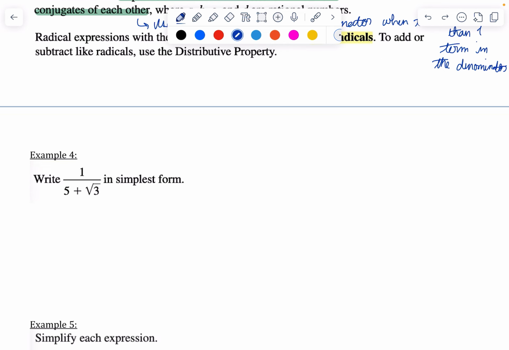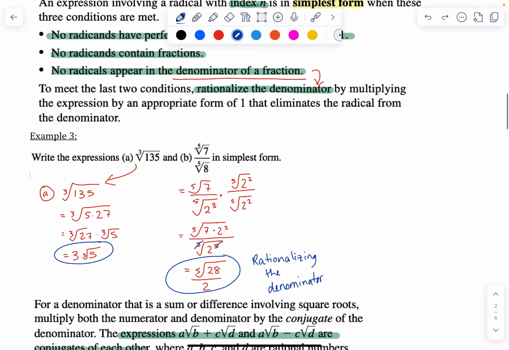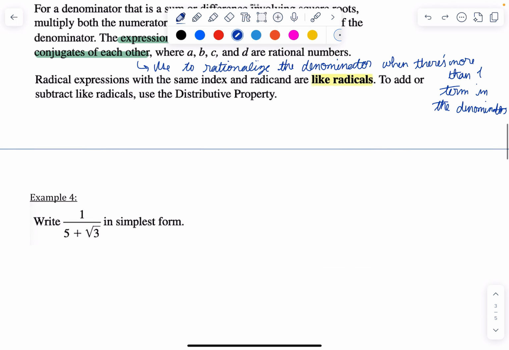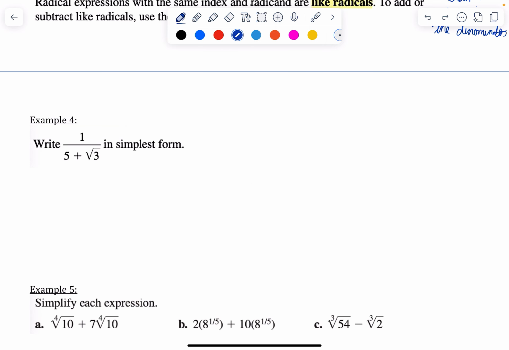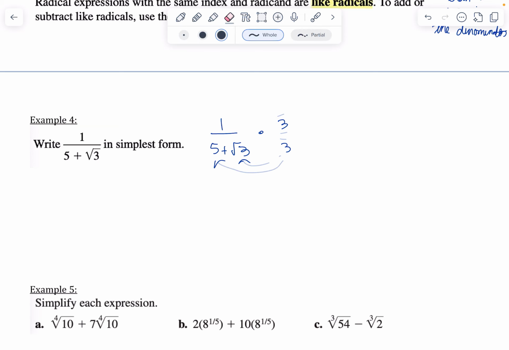So I have to rationalize the denominator because there's a radical 3 in the denominator, and I can't have that based on what we read up here. So I'm going to rationalize it. Now, because there are 2 terms in the denominator, I need to multiply by the conjugate. It's not enough to multiply top and bottom by root 3, because when I distribute, I'm going to still have 5 root 3 in the denominator. So that just doesn't work, okay? So what you have to do is multiply by the conjugate.